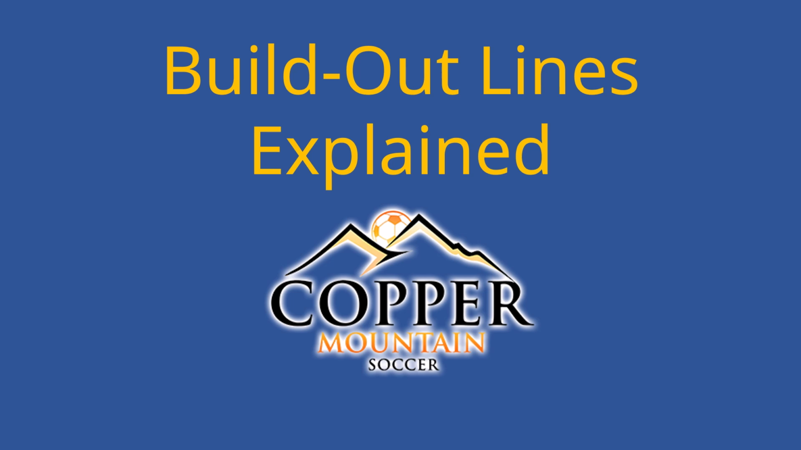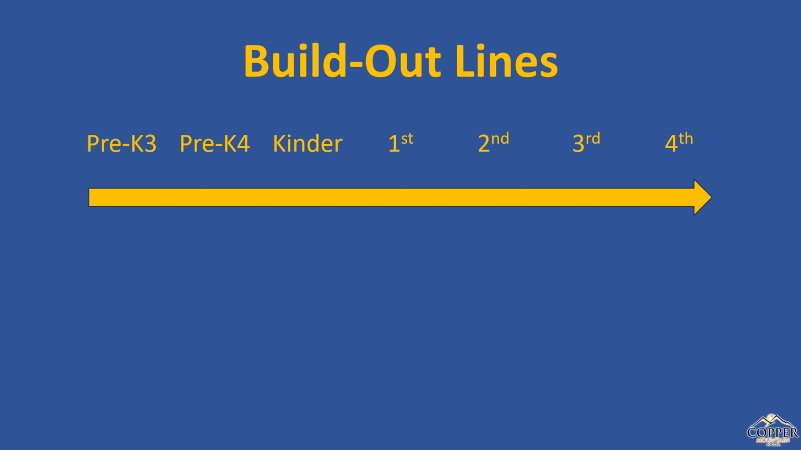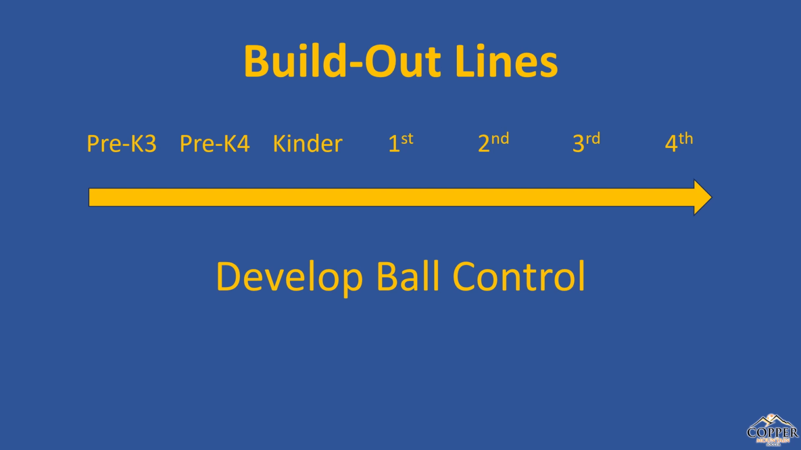In this video, we will focus on build-out lines. Copper Mountain soccer games for pre-K through 4th grade utilize build-out lines. These lines serve a dual purpose: to aid young players in developing ball control when playing from their own half, and to limit the opposing team's pressure during specific moments of the game.